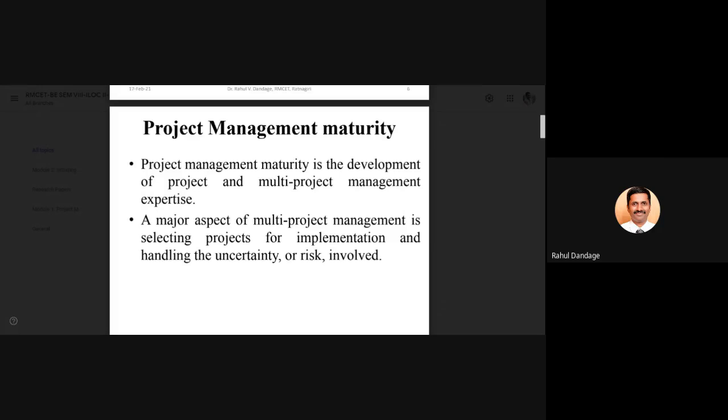So these are some of the issues which we need to take into account when we are going for the initiation part of your project or initiating the projects.